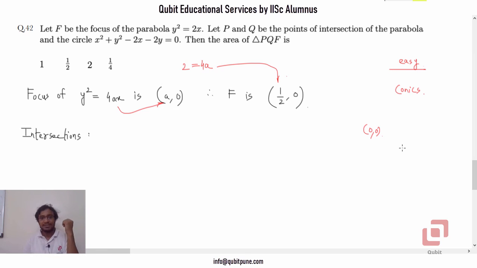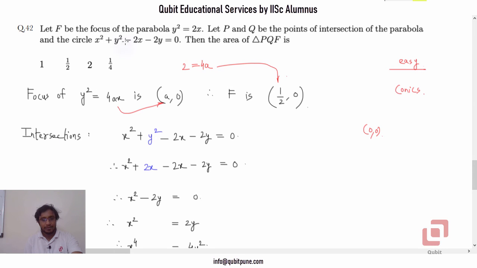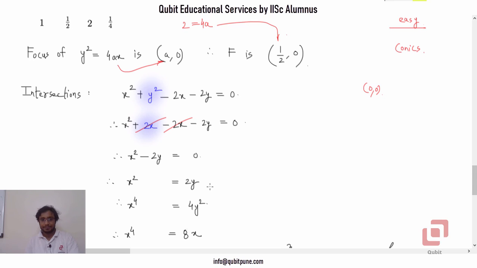So first thing is that you go to the equation of the circle, and the term y squared is there. You replace the term y squared by 2x because y squared equal to 2x for the parabola. That immediately leads to the cancellation of plus 2x and minus 2x. And what you get is x squared minus 2y equal to 0, or x squared equal to 2y. Now if x squared is equal to 2y, then x raised to 4 must be 4y squared on squaring both the sides.